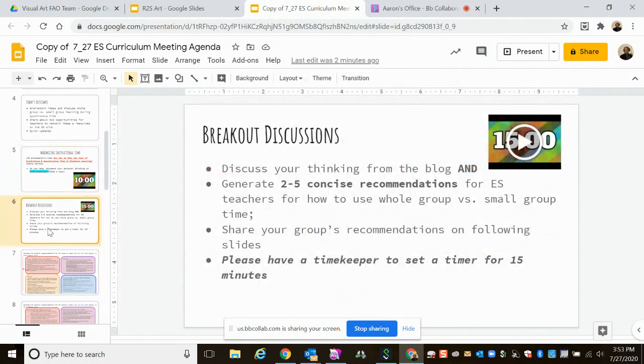After those 10 minutes were up, we came back together and they talked about the next step. And that next step was going to be a breakout group. This was using breakout groups in Blackboard Collaborate. But the key here is that they gave us very clear instructions about what we're supposed to do during that breakout time.